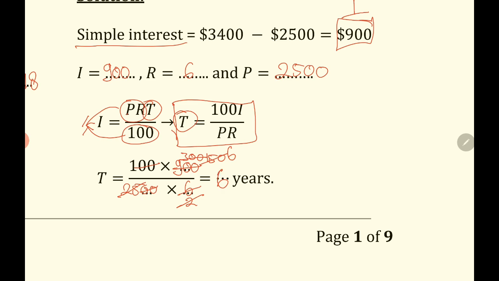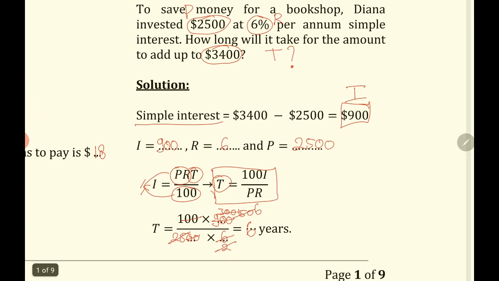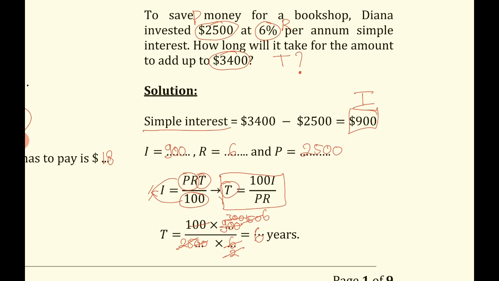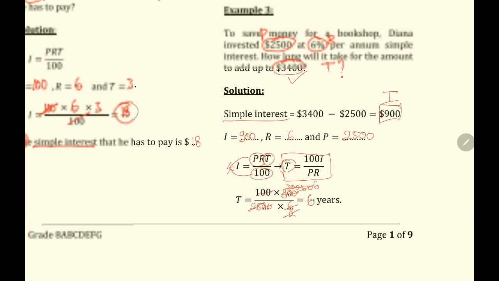Okay, so the conclusion is the amount of time that it will take for Diana to get the extra $900 for her bookshop is 6 years. So Diana needs to wait 6 years so that her money becomes 3,400 here. Okay, so that is example 3.